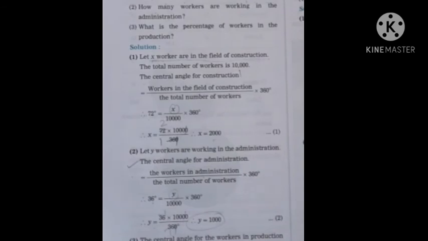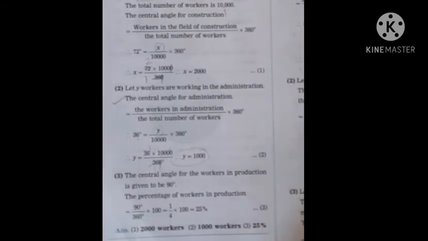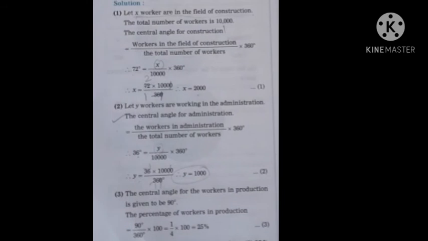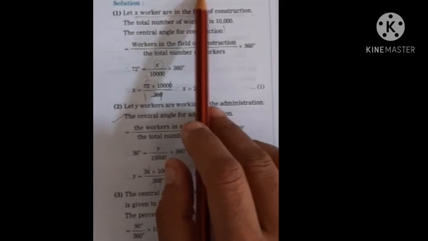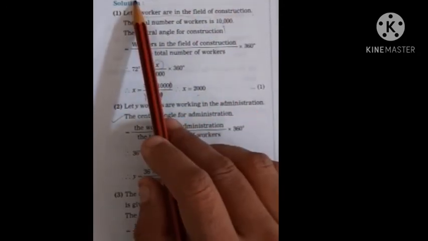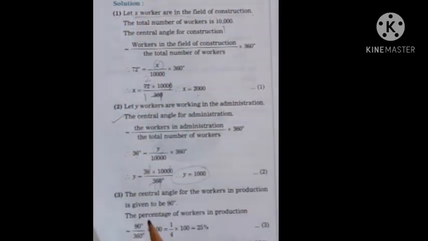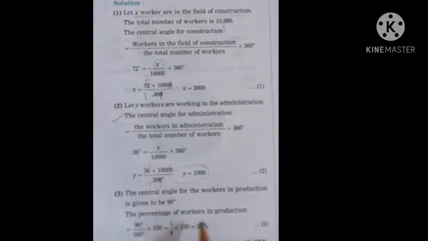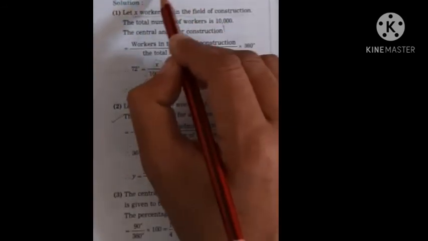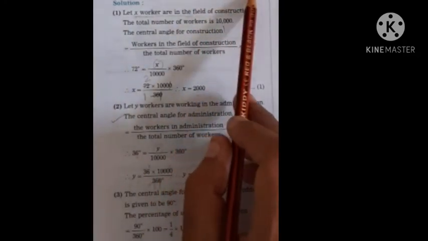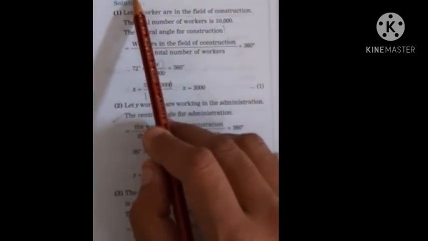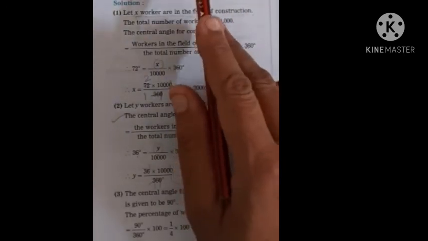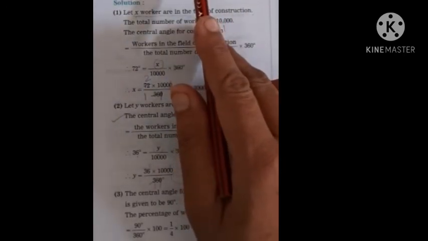Okay, and last one, what is the last question? See, what is the percentage of workers in the production? Similarly, calculate the central angle for production. Here we have to give one percentage. See the word percentage. Percentage of workers विचारले आपल्याला कुठलं प्रोडक्शनचा सेंट्रल अँगल किती आहे तर 90 आहे. हा कितीपैकी असणार आहे 360 पैकी.